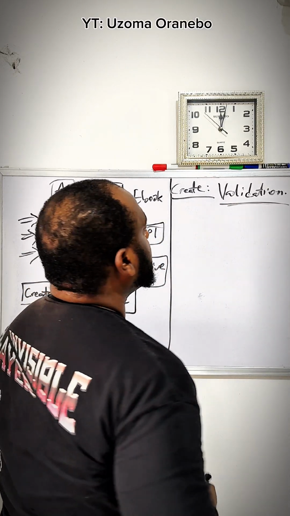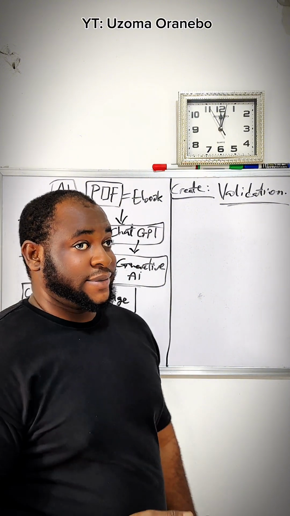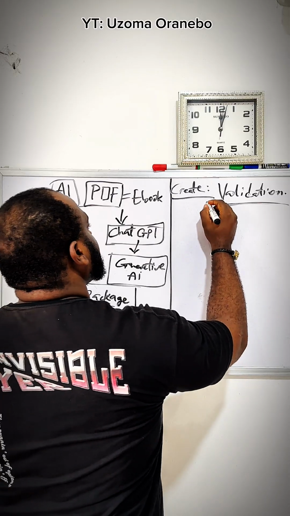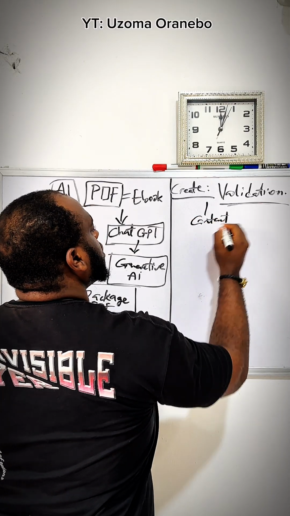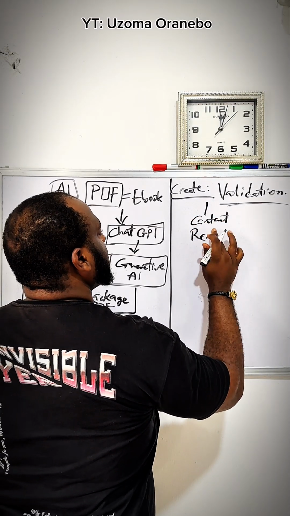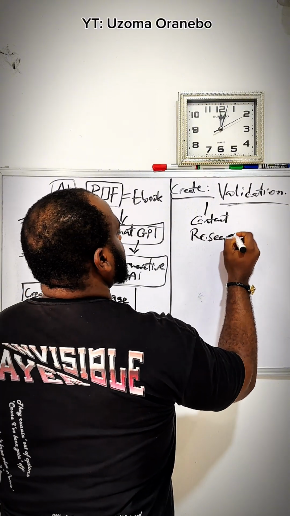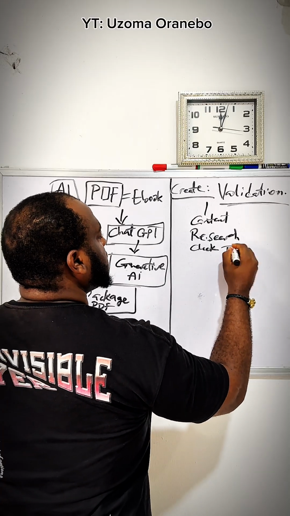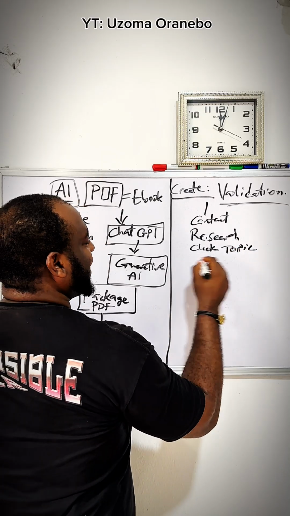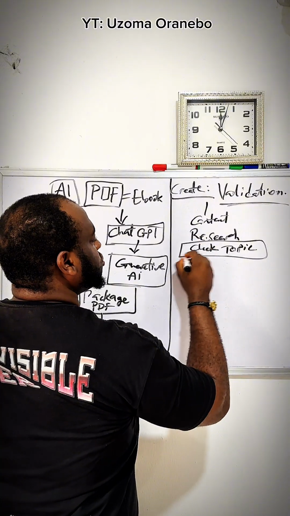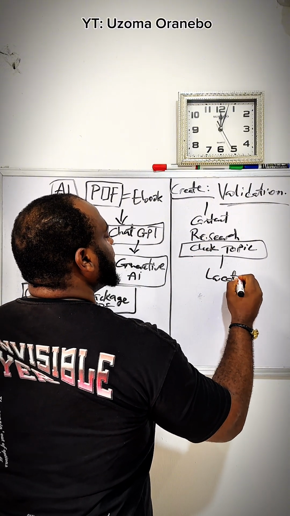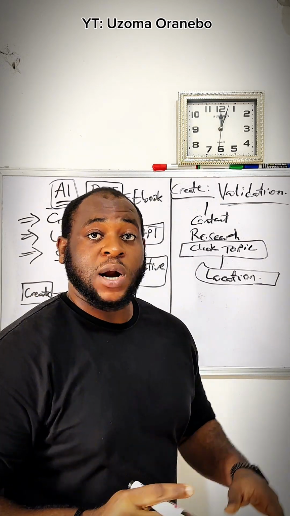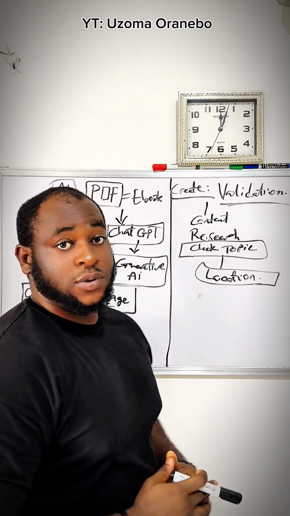And how do you validate? Some of the metrics I use to validate things: number one, I create content online, or I do my research on it, or I check the internet to see topics on it. And I check the internet based on the locality at which I want to sell it. That is the location. The geography at which you want to sell your PDF is very, very important.